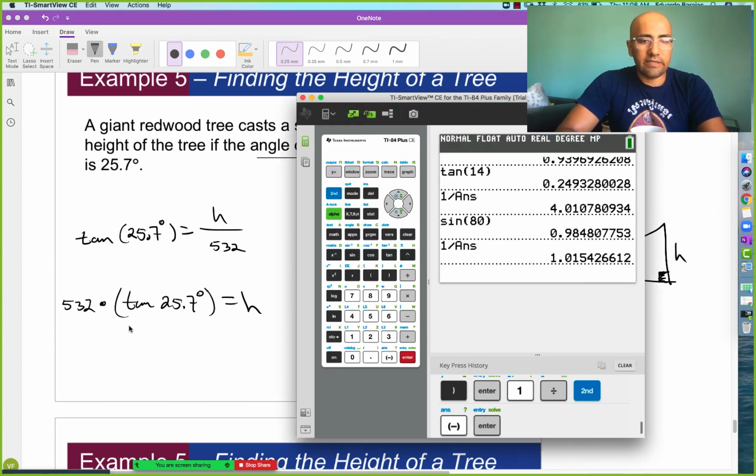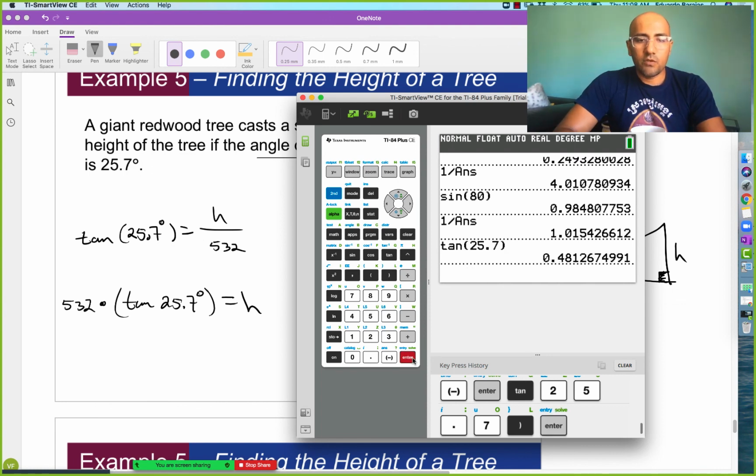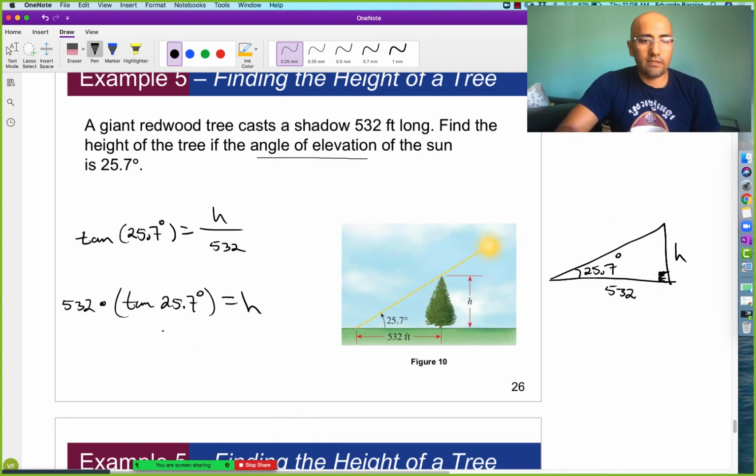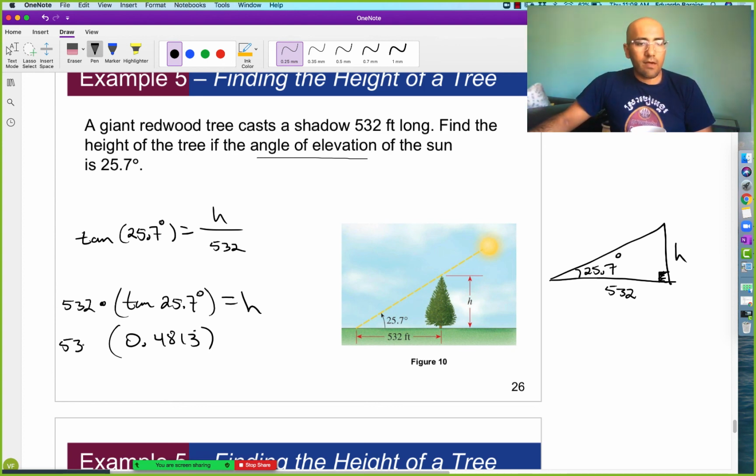I don't have to worry about what the actual calculation of that is. I know it's going to be some infinite sum that's really crazy to figure out, but we can just type it in. Just make sure that you're in the correct setting, degrees. That gives you a decimal, approximately 0.4813. So it's almost half, which means the height is going to be a little bit less than half of 532.